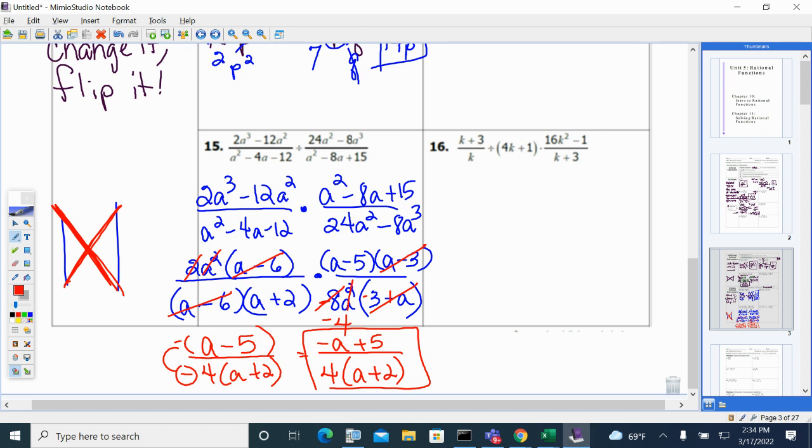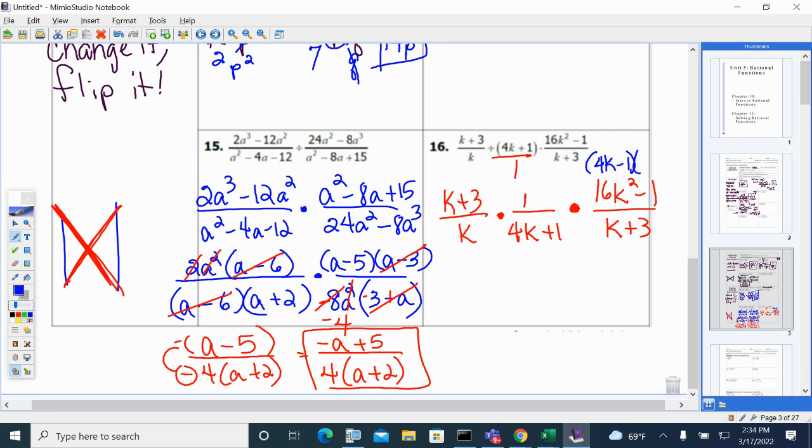On number 16, I would set this up, change and flip, and then just leave this last one because it is multiplication. So you would just be doing all of this at the same time. And we can do that with fractions like this. So the 16k squared minus 1 is the only thing that's going to factor, and it would factor into 4k minus 1 and 4k plus 1. So I'm going to cross that out.